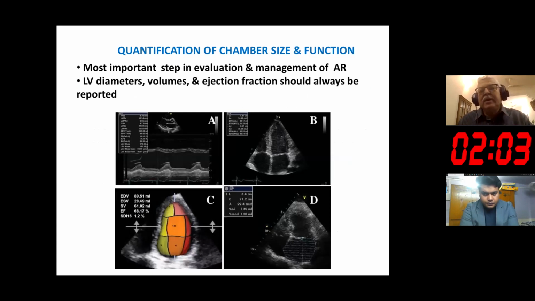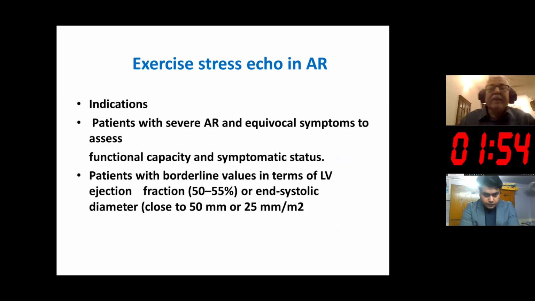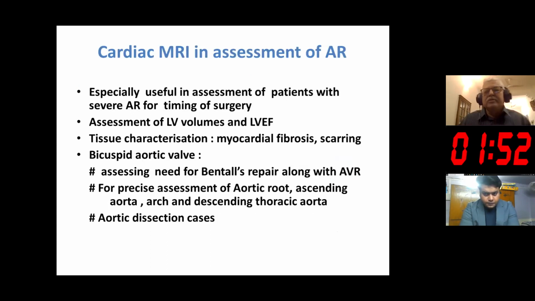As I said, all the recommendations today use the LV end systolic dimension and the LV volumes to decide when we have to do a replacement. I won't go into details of chest echo because it is a thing of the past. Earlier in the 80s and 90s, chest echo was used to assess patients who required valve replacement in the presence of borderline LV function. We are no longer doing it.